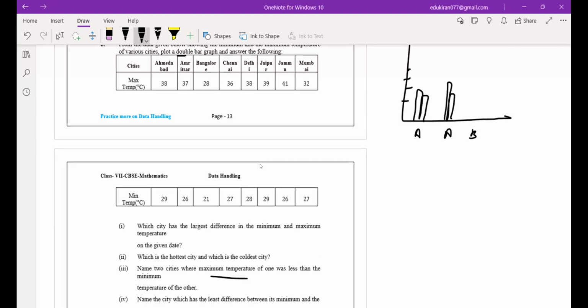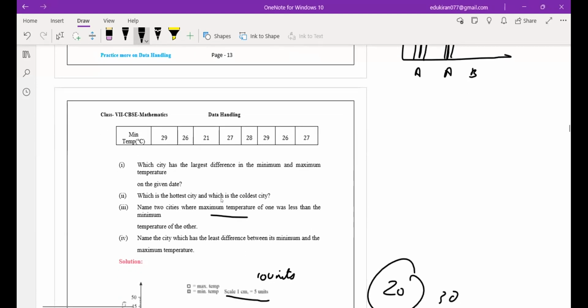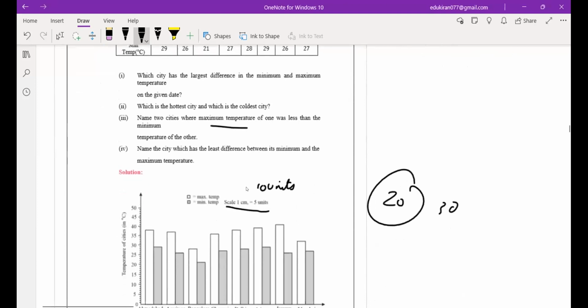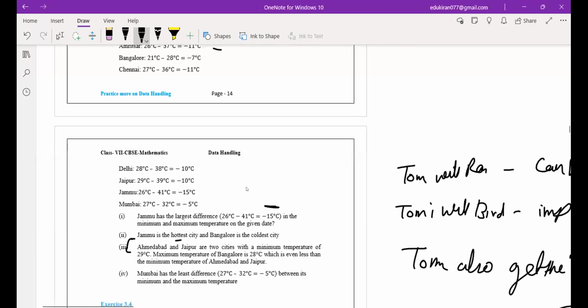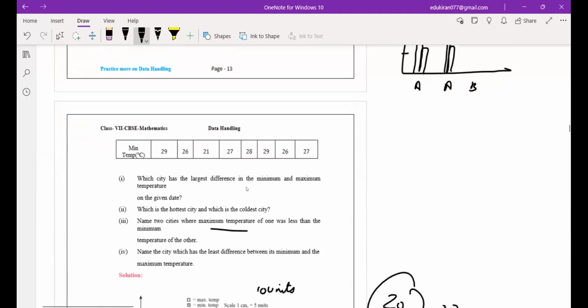Okay. So first one we discussed. Second one, which is the hottest and the coldest? Who will tell me? Jammu is the hottest and Bangalore is the coldest, ma'am. How can Jammu be the hottest? Ma'am, it's written in the table. Ma'am, I was right.